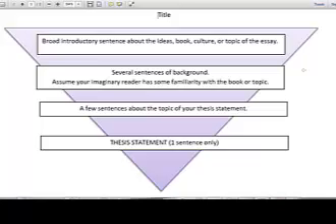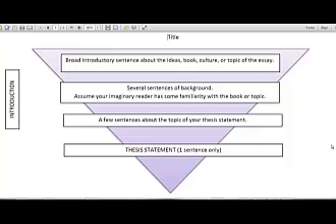So if you're writing about a theme, here is where you would define what your theme is and give some examples of it. The very last part of your introduction is your thesis statement that is one sentence only. You'll remember that the thesis statement has 3 parts: the topic, the argument, and the 3 examples.